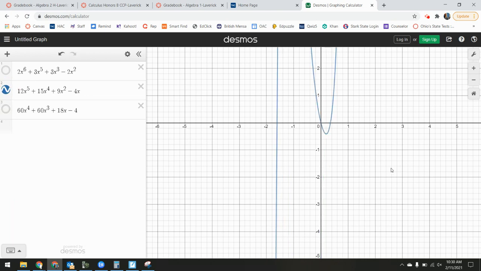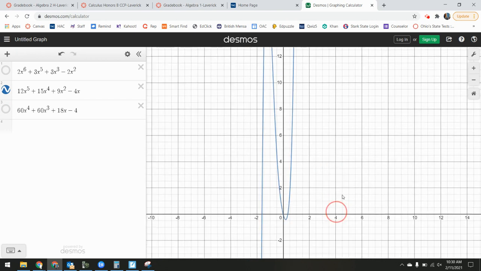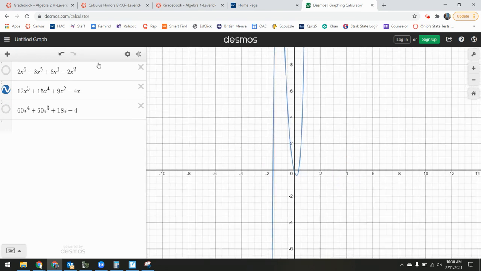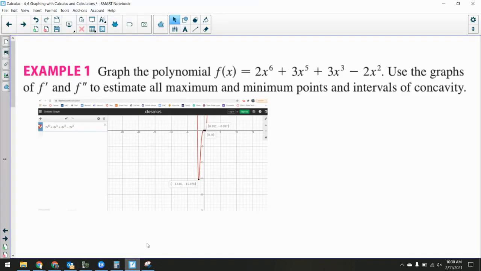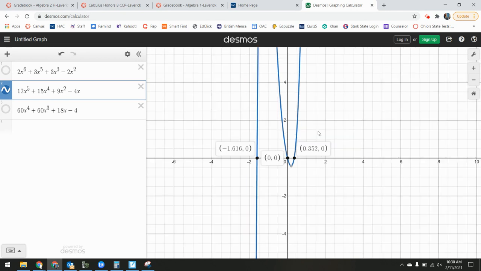Okay, so let's think about this. This is our derivative here. Okay, this is our derivative. So where were the local maximum and minimum points? Well, it looks like I had it at 0.352, 0 and -1.616. What do we see here on the graph? 0.352, 0, -1.616. I want to see this.